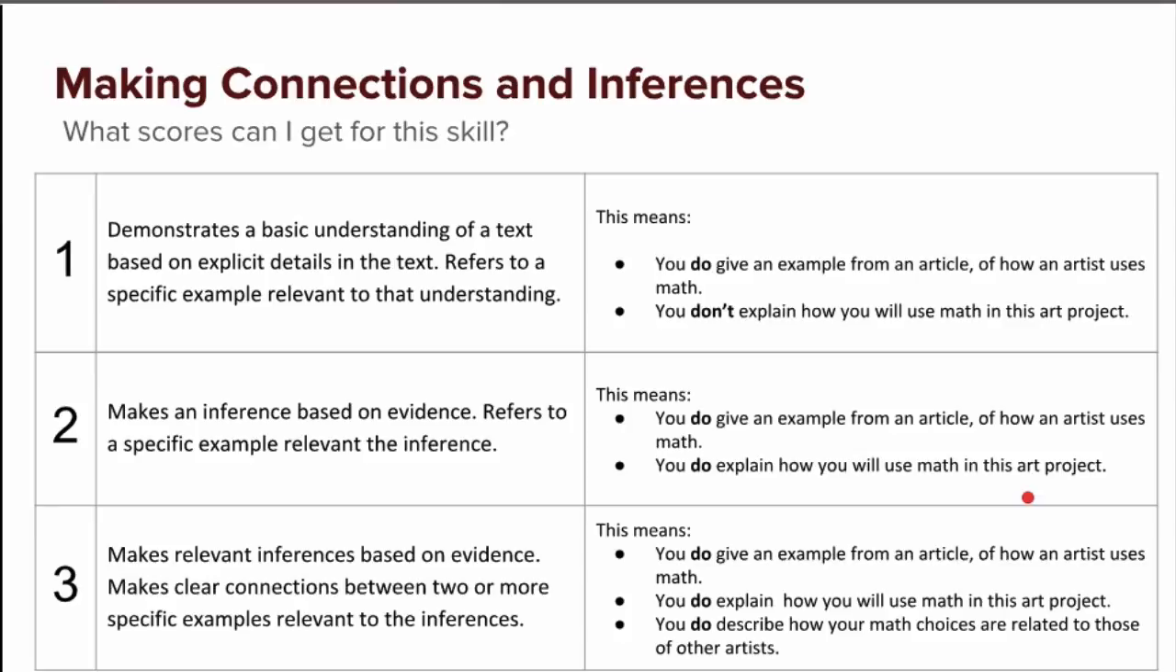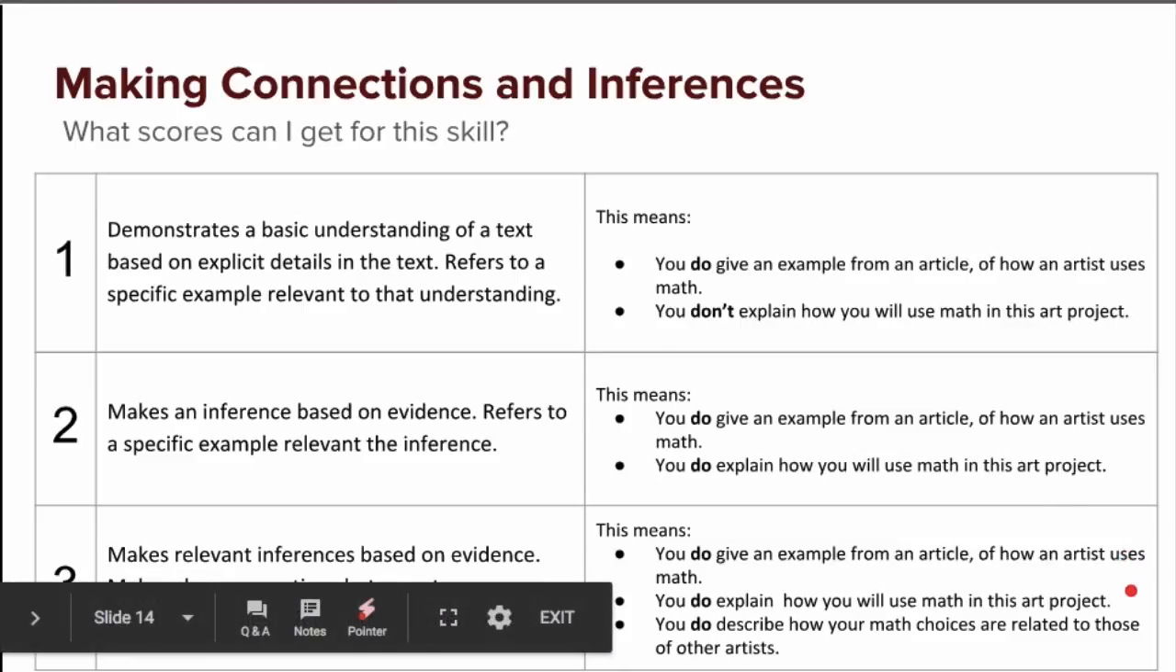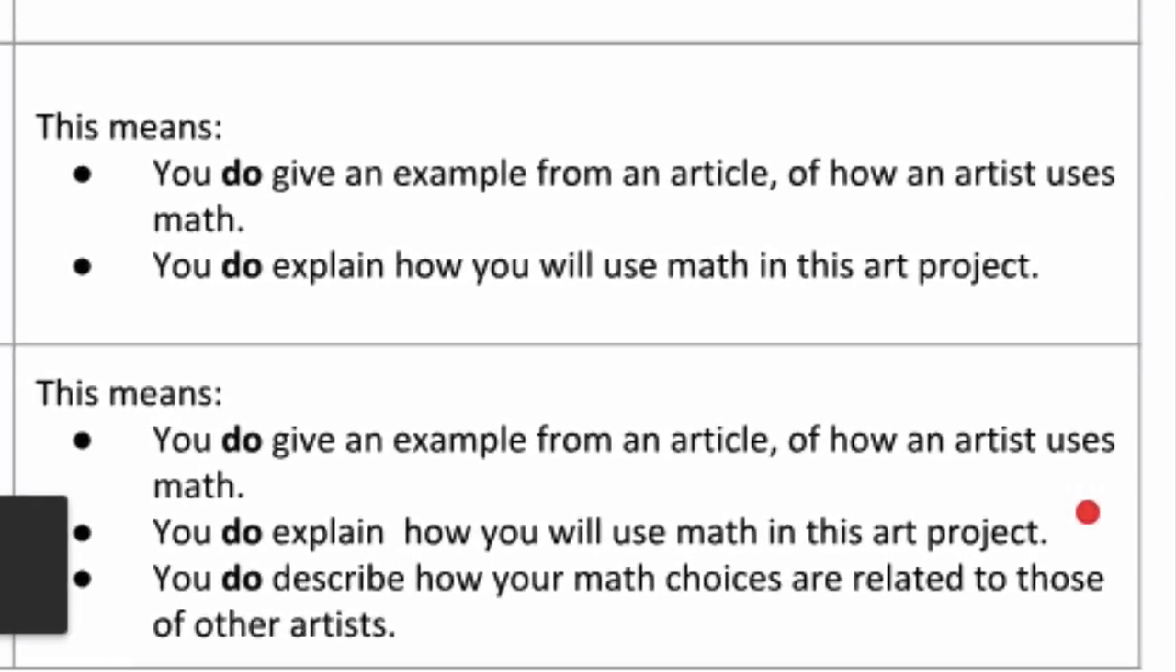So this skill is also worth a score of 1 to 3 points. And you could earn a 3 for this if you give an example in one of your activities of how an artist uses math. So if you also can explain how you're going to use math for your project of drawing the cityscape yourself, that will help too. And if you can kind of connect the two, like what you do as an artist compared to what another artist has done in the past, then that would be really great, and that also helps you get a 3 for this skill.